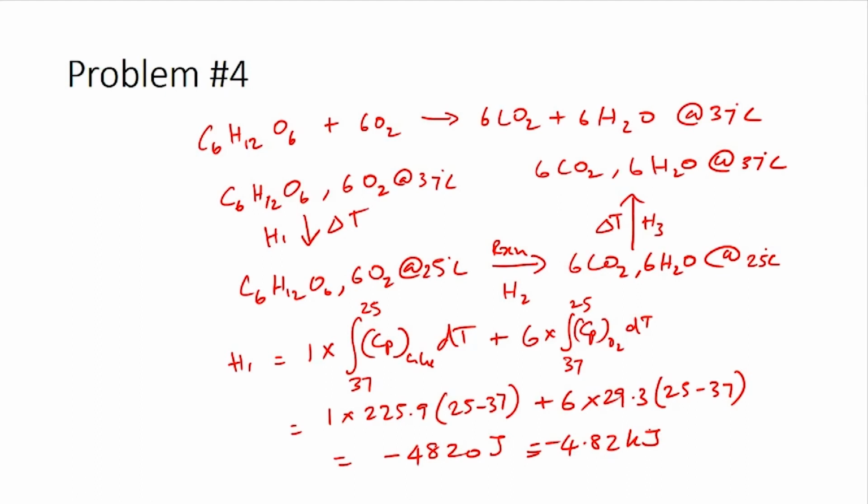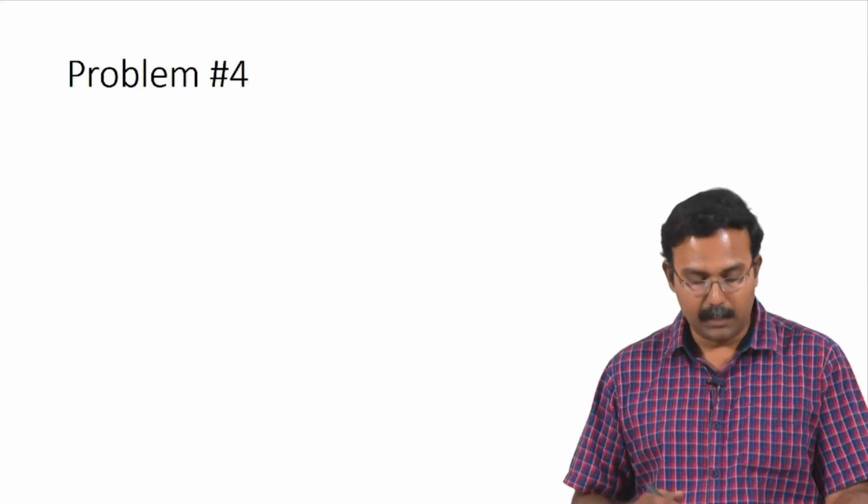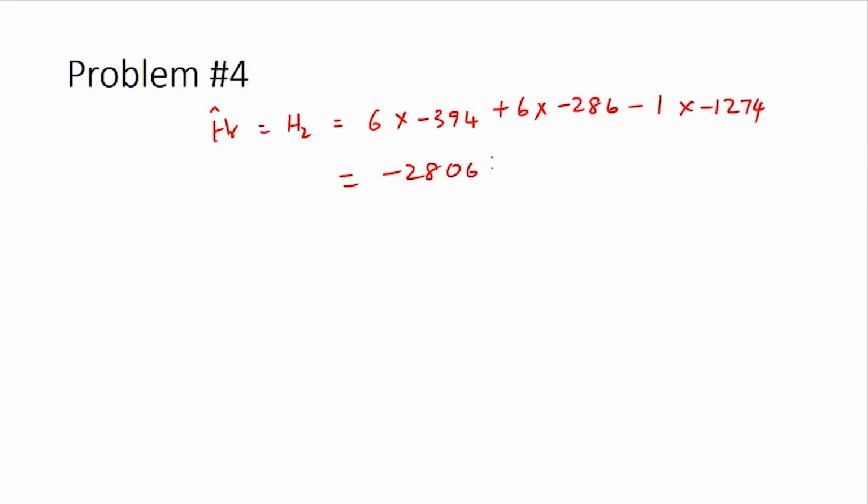Now, for calculating the heat of reaction for the second step, the standard heat of reaction can be calculated using the heats of formation that have been given. However, I am not going to go through the calculations here. This is just the reverse of the reaction which we have looked at, so we can easily do this calculation. I will just give a one line explanation for what we are doing. The heat of reaction, which is H2, is equal to 6 times minus 394 plus 6 times minus 286 minus 1 times minus 1274, giving us a value of minus 2806 kilojoules.